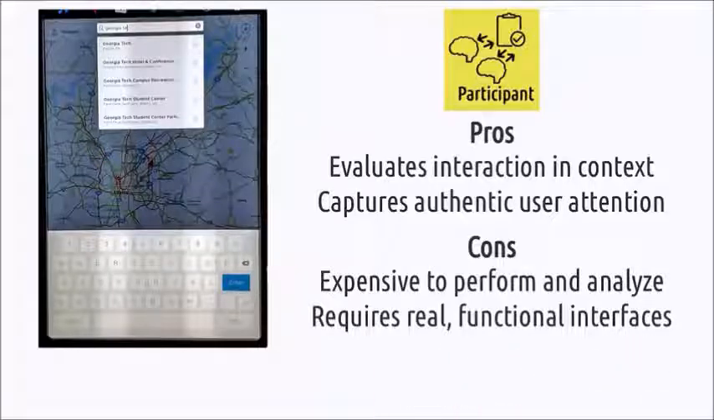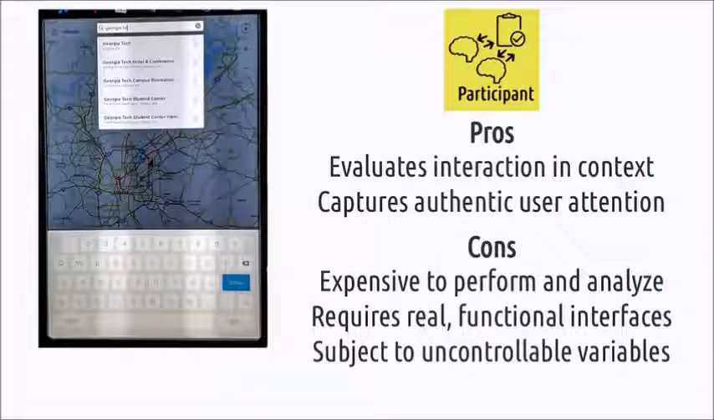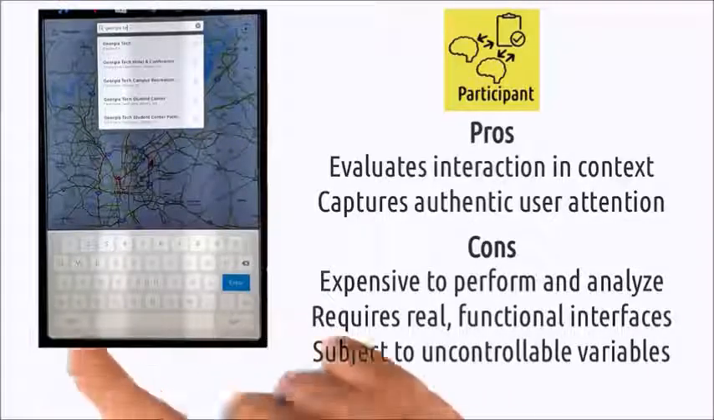We can't have a person driving a car and keep holding up some prototype next to them while they're actually trying to drive. We need these interfaces to actually be designed and implemented to work in that real context. So it's hard to use this model when we're just getting started with a new design task. And finally, using the participant model means that we're exposing ourselves to a lot of uncontrollable variables. The more that's going on in the environment, the harder it is to zoom in and focus only on the impact of our designs.